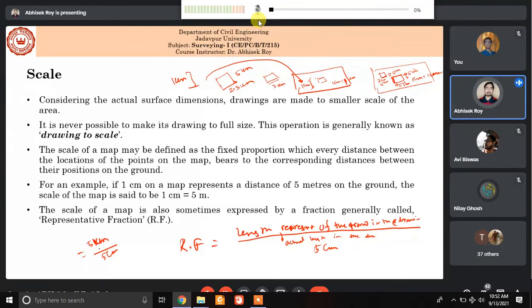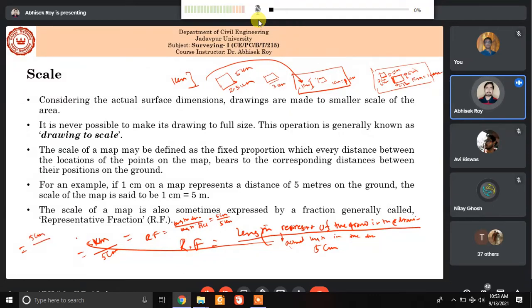So 5 kilometer by 5 centimeter is your representative fraction, or... sorry, I have done this wrong. This is actually vice versa. Representative fraction is the length in the drawing over the length of the ground or field. So suppose 5 centimeter is actually representing 5 kilometer, then obviously we can write 5 centimeter by 5 kilometer, that is our representative fraction.